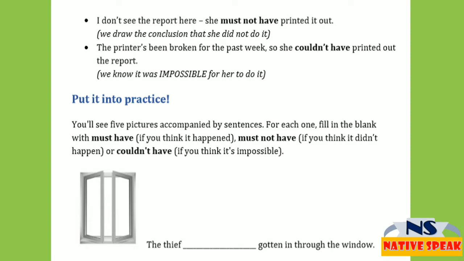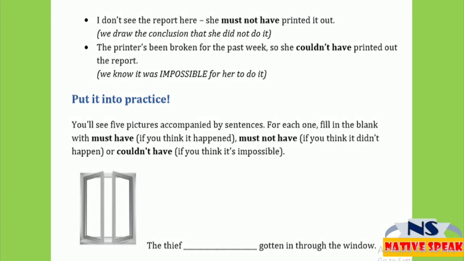She must not have printed it out. We draw the conclusion that she didn't do it because the report isn't here. The printer's been broken for the past week, so she couldn't have printed out the report. In this case, we know it was impossible for her to print out the report because of the broken printer.